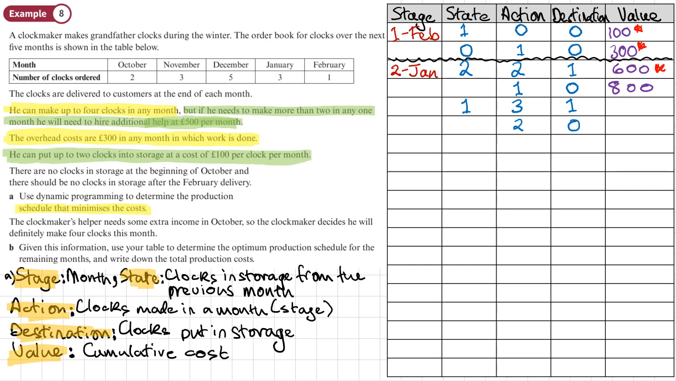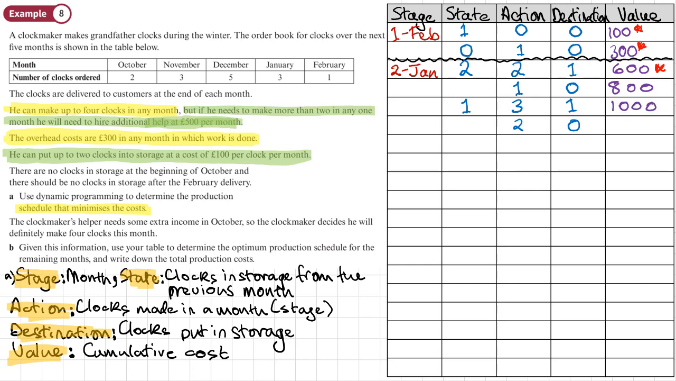Okay, so let's now work through this cost. So I've got 1 in storage, so that's going to be £100. I'm making 3 clocks. Well, it's going to cost me £300 to make 2, but because I'm now making 3, I need to hire this additional help, so it's going to cost another 500, and that means I've got 1 carried forward into February. So if I carry that forward and look at the state, that's going to be another 100. So again, I'll work this out and rub it out, but when you do it in the exam or any paper, don't rub it out. So this will be exactly 1000.